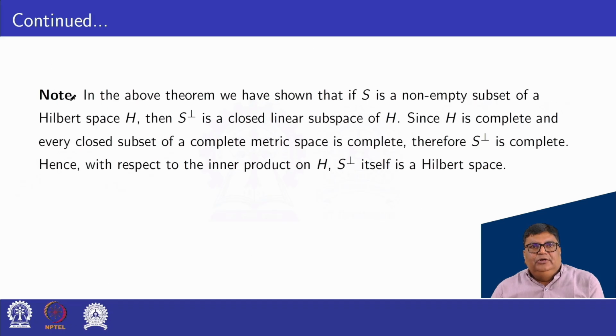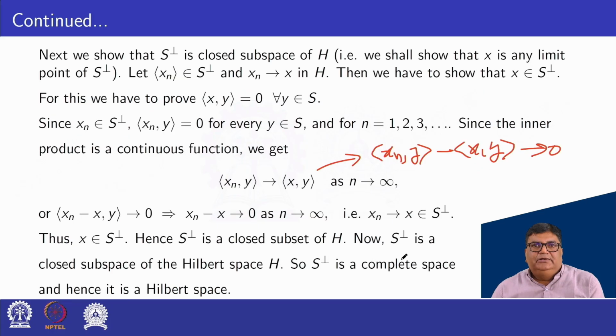So noting point, in this above theorem we have shown that if S is a non-empty subset of Hilbert space H, then S perpendicular is a closed subspace of H. Since H is complete and every closed subset of a complete metric space is complete, therefore S perpendicular is complete. Hence, with respect to the inner product on H, S perpendicular itself is a Hilbert space. This completes the proof of the theorem.